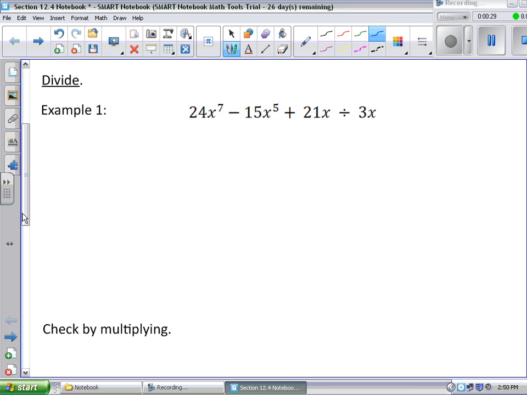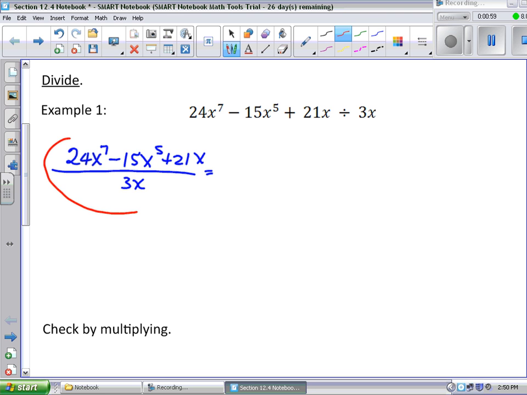Write the division problem as a fraction. In other words, you may see the division problem written this way to start off with: 24x to the seventh minus 15x to the fifth plus 21x divided by 3x. That's what's meant by writing the division problem as a fraction. And then we want to write each term in the numerator over the common denominator. You can do that all in one step. I could omit this step right here, but I want you to see how the step looks. But I can omit that if I want to.